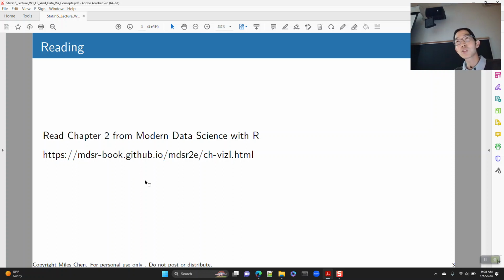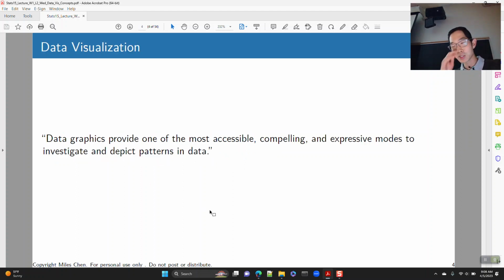So we're looking at chapter 2. You can kind of skim over chapter 1, but chapter 2 has some good stuff, so please make sure you keep up with your reading. Okay. Here a quote says, "Data graphics provide one of the most accessible, compelling, and expressive modes to investigate and depict patterns in the data."